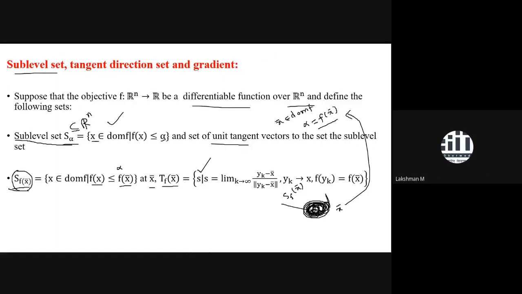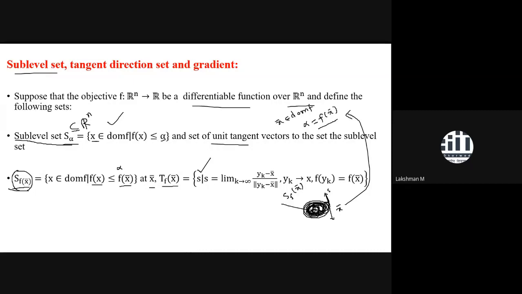There would be two unit tangent vectors. One would be in this direction, and another would be in the opposite direction. Oh, okay, sir, I thought that was a single line. No, here your point of reference is x bar. So everything is talked about with respect to the point under consideration.